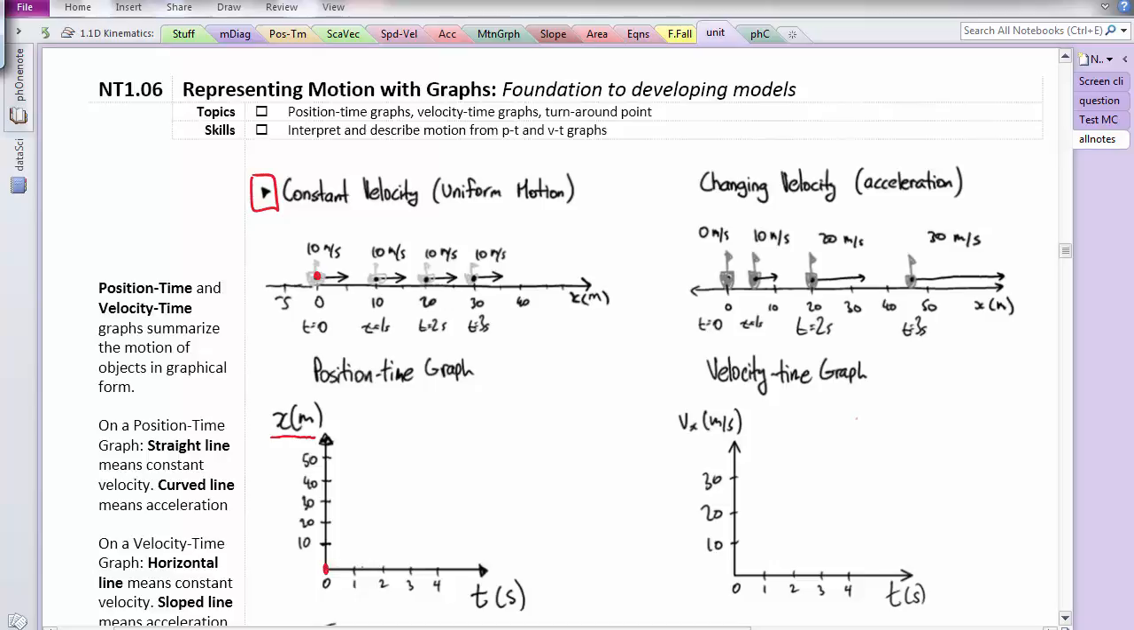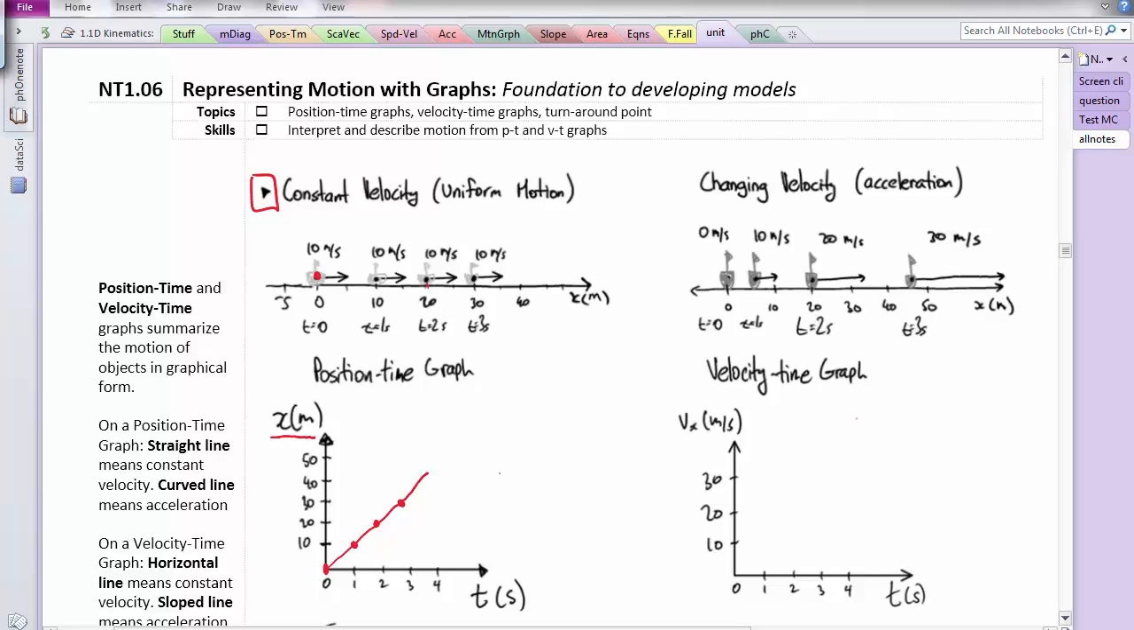After 1 second, it's around position 10. After 2 seconds, it's at position 20. After 3 seconds, it's at position 30. Even though we have 4 data points, we could draw a line of best fit. It's a straight line like that. It should be a straight line.